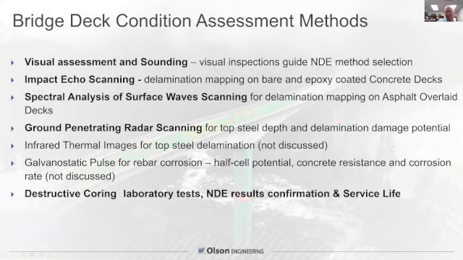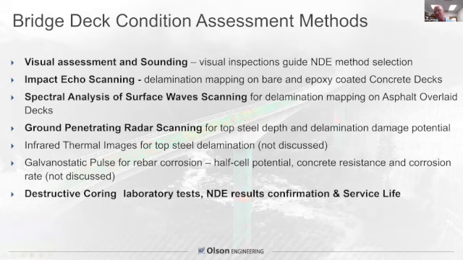Impact echo scanning is probably the single best method for delamination mapping on bare and epoxy coated concrete decks. We use surface waves along with impact echo, but it's harder to get impact echo to resonate on asphalt because it's typically warmer. If it's very cold, it'll work. But it will actually map out the severe delaminations, top and bottom, on an asphalt overlay deck, as you'll see.